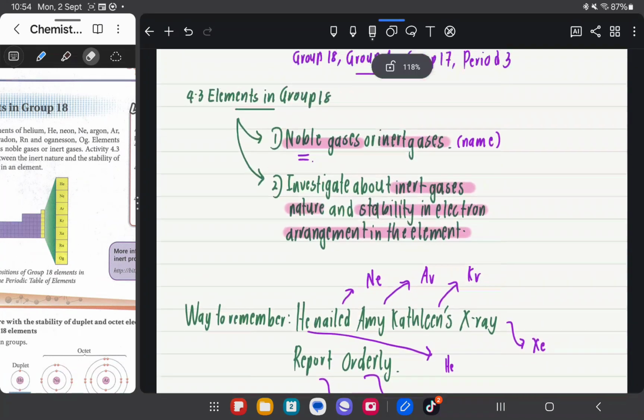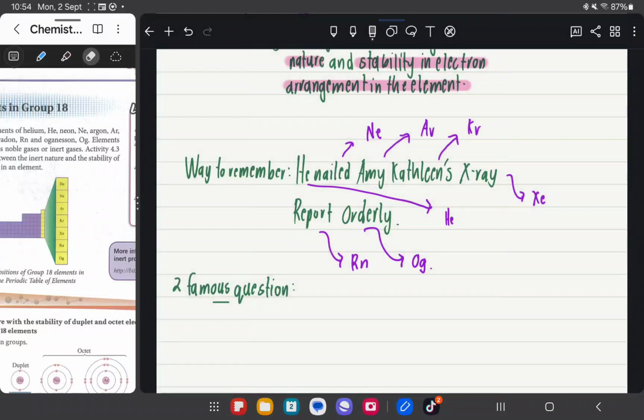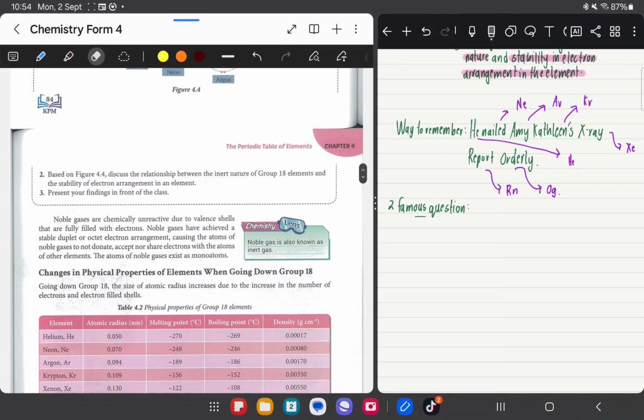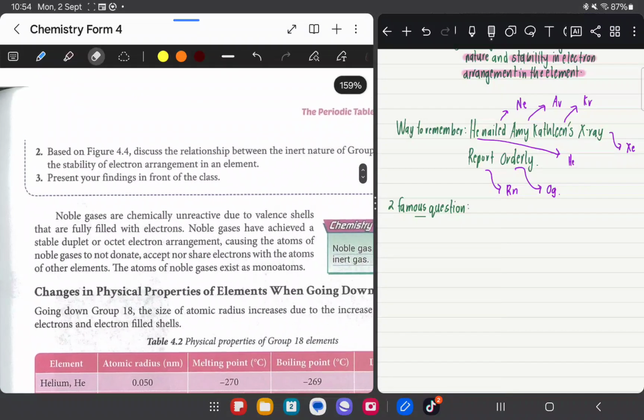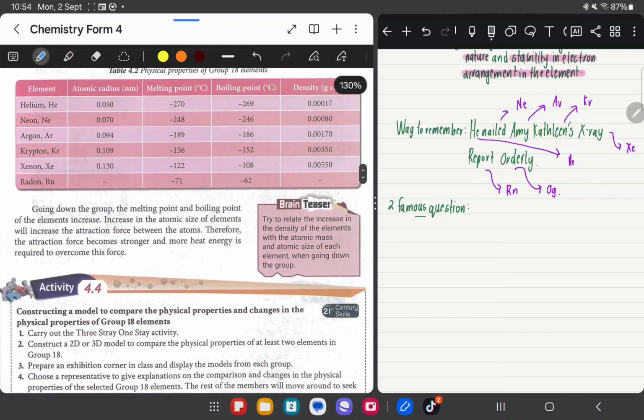Okay, for this video, I want to give two famous questions about this particular subtopic. Before you know the famous questions, you have to look here, which is about the noble gases. Noble gas or inert gas, just the same. So if you don't want noble gas here, you want to replace it with inert gas, you can. I want you to put a big star here and also here.